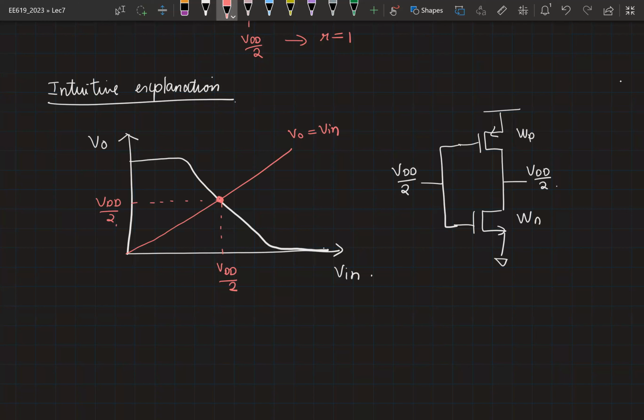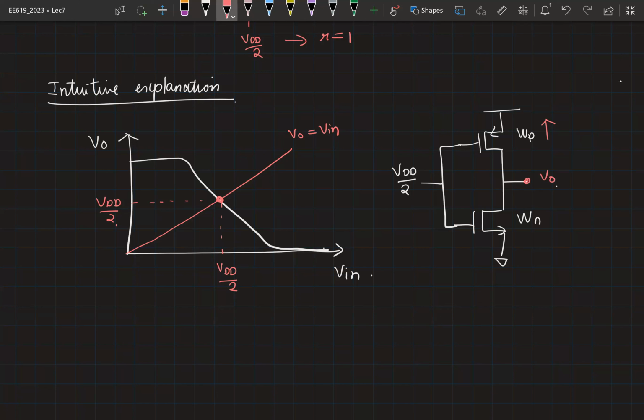Okay. Now let's say, keeping all the other conditions as it is, I increase my WP. What happens to the current through the PMOS? It increases, right? What happens to the current through the NMOS? It remains the same, right? So now can you tell me, how should V0 change such that the current through the PMOS will reduce and current through the NMOS will increase? V0 should increase, right? Because clearly right now it is not steady state. So V0 has to increase above VDD by 2 so that the current through the PMOS will reduce and current through the NMOS will increase such that it can again achieve steady state.